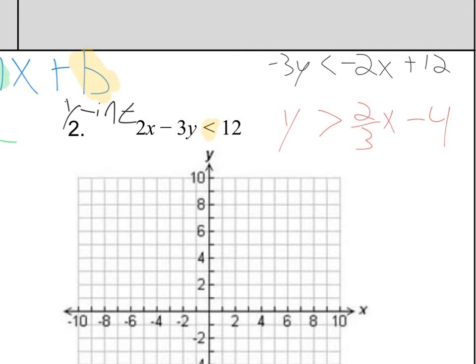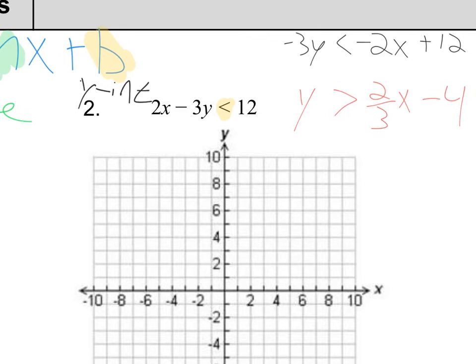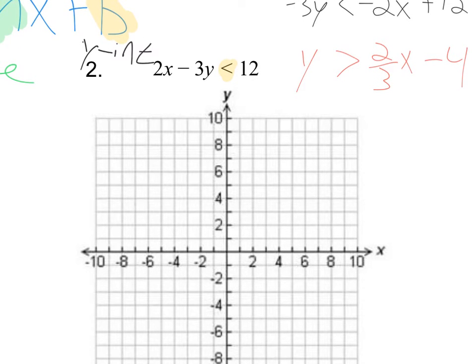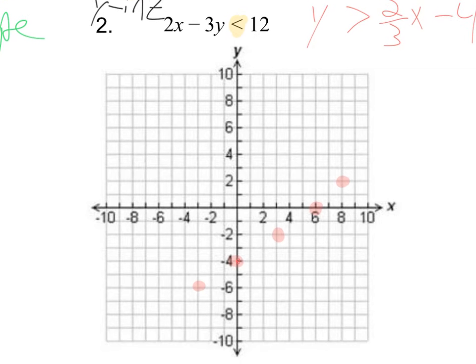Okay, so what I'm going to do first is pretend like I'm just graphing a line. I'm going to get my y-intercept at negative 4. My slope is up 2 over 3. So y-intercept negative 4. Let me use a highlighter. And then up 2 over 3, up 2 over 3, up 2 over 3. I can go backwards too if I go down 2, backwards 3. Just to get some more points, why not?